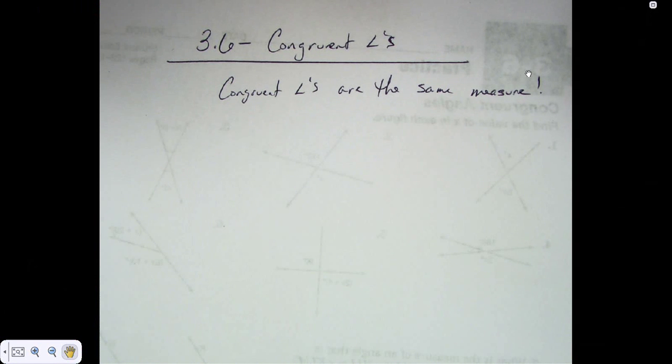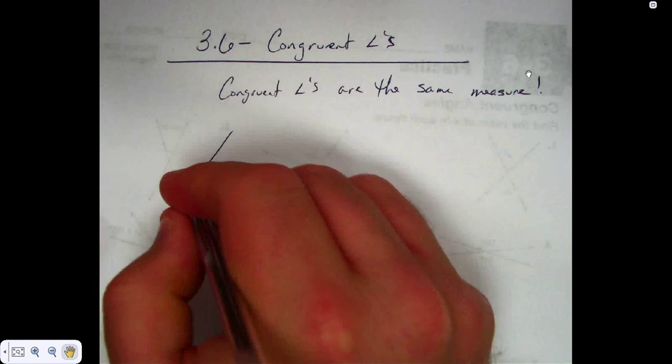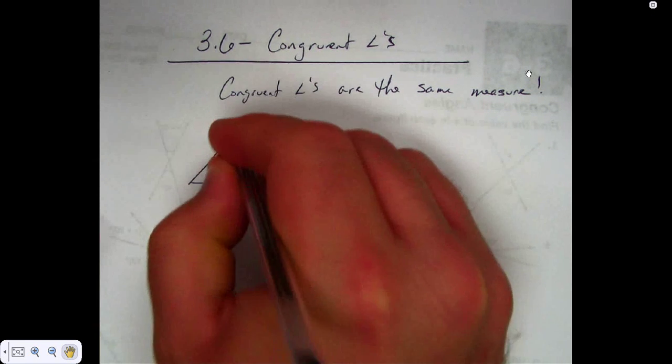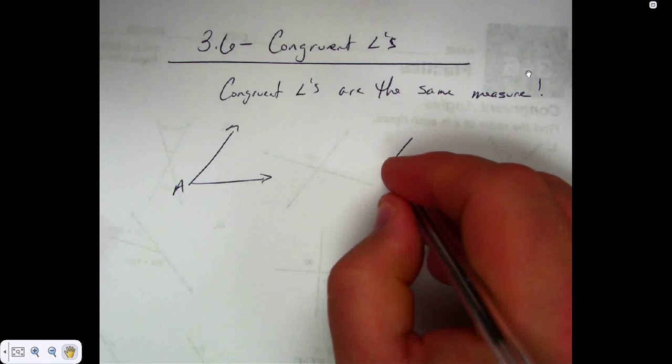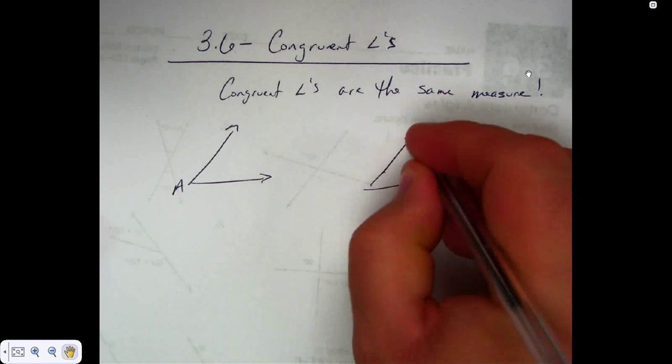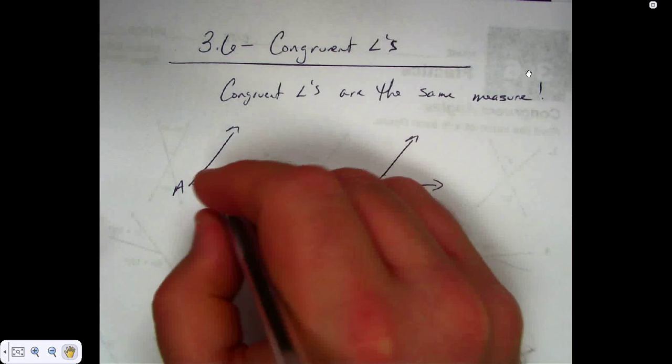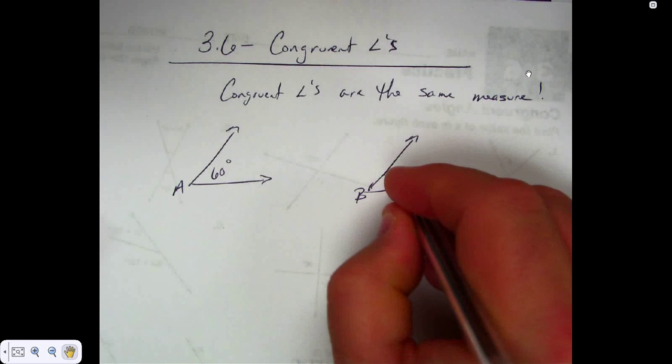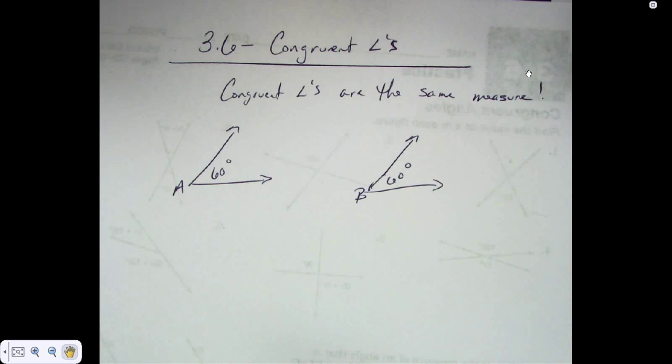Congruent angles are the same measure. So an example of congruent angles would be if I draw an angle over here, and we'll say that's angle A. You have angle B, we'll say over here, and I say that both of them are 60 degrees. What can I then say?